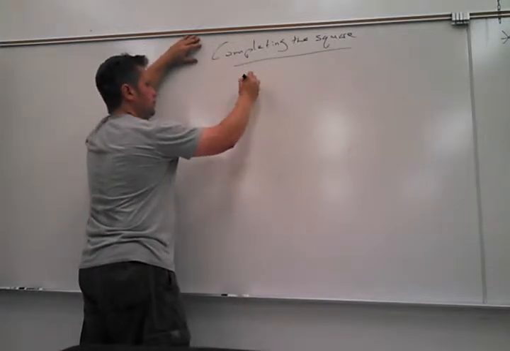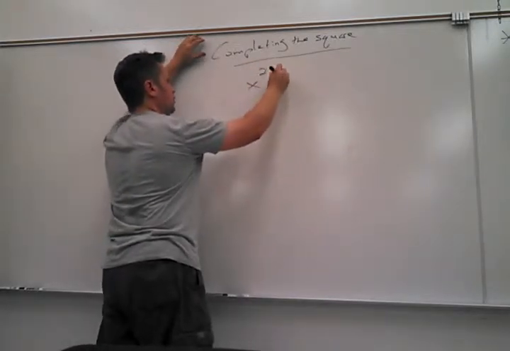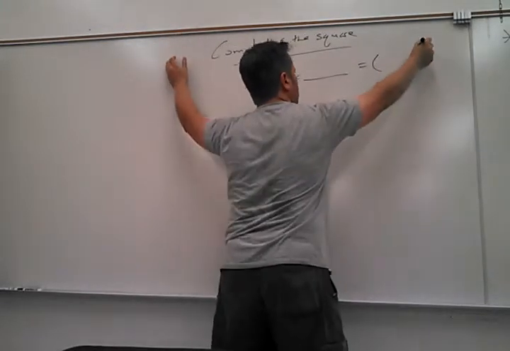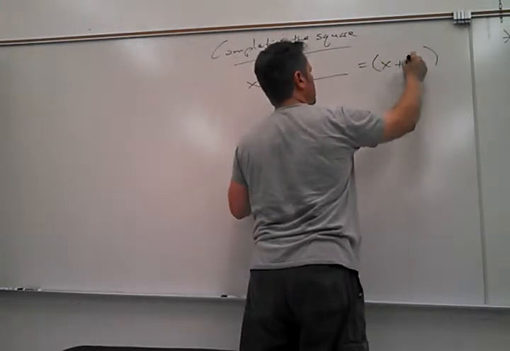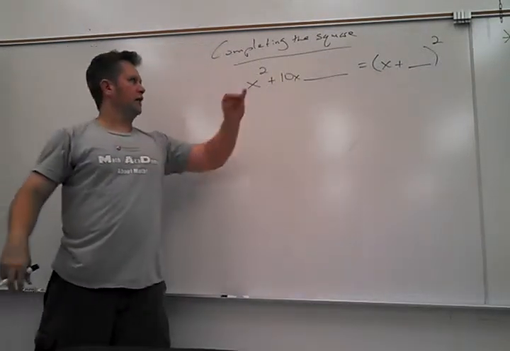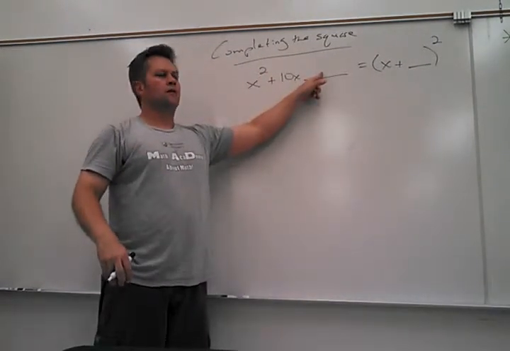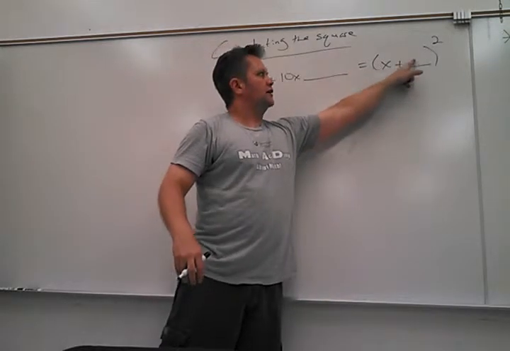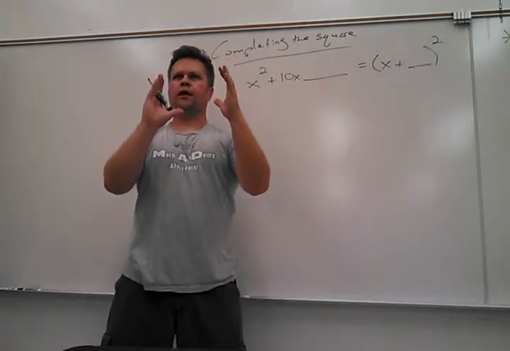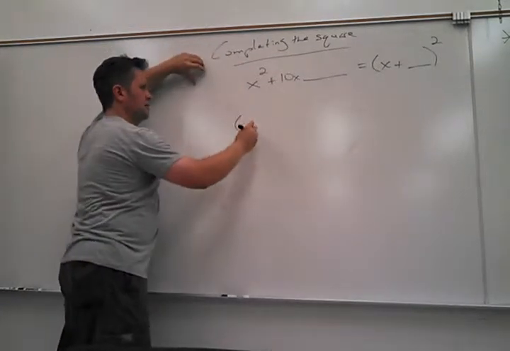So, the question really is this. Can I figure out a number to put here so that this will factor as x plus something squared? That's why it's called completing the square. What would I need to put here to make this factor like something squared? So that's the question we have to figure out. So let me give myself a couple examples then.